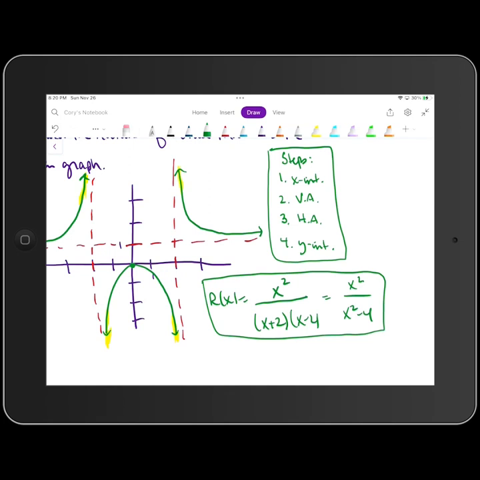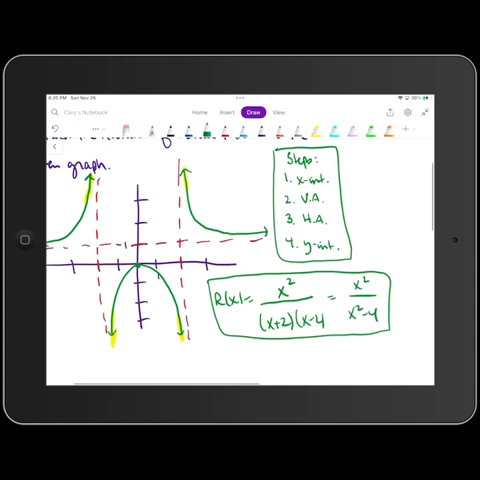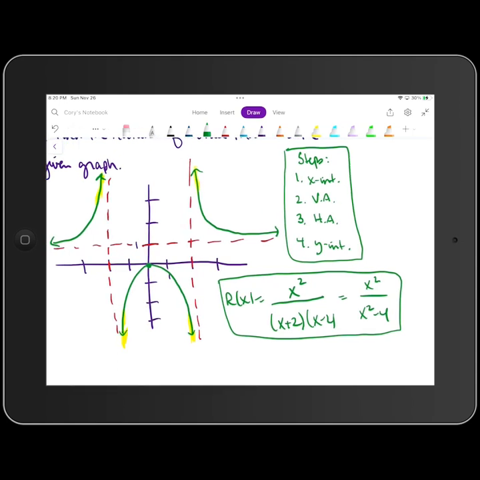Let's go ahead and check steps 3 and 4. So horizontal asymptote, when we look at our graph, we see that that function has a horizontal asymptote at y equals 1. Well, what does that mean? Well, that means that the degree of the numerator and denominator have to be the same, which they are. The degree of the numerator is 2, the degree of the denominator is 2, and the ratio of the leading coefficients has to be 1. Well, the leading coefficient on top is 1, leading coefficient on bottom is 1, so the ratio of leading coefficients gives y equals 1, which is our horizontal asymptote.